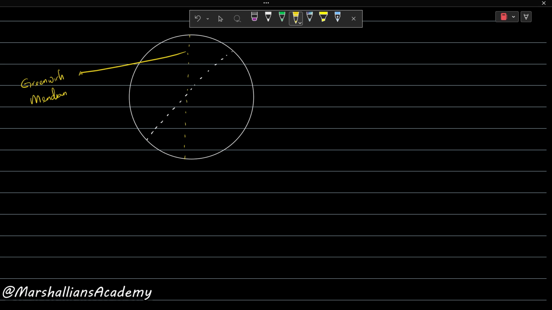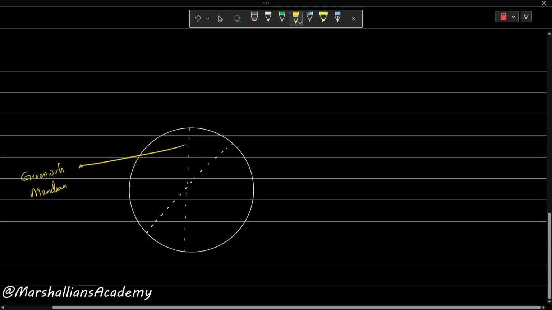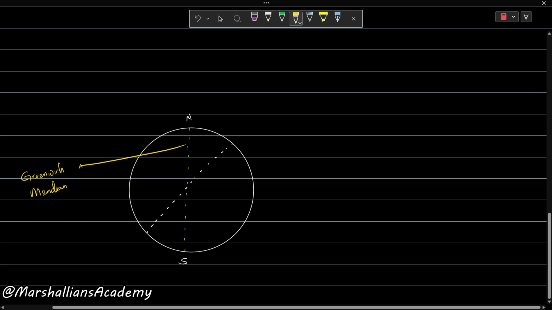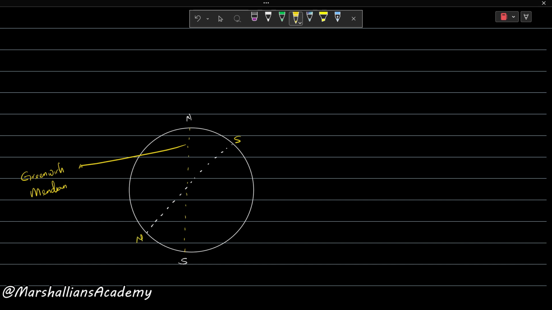Something else I need to point out is that in geography, or in longitude and latitude, this is the North Pole and this is the South Pole. But for magnetism, this is the magnetic South Pole and this is the magnetic North Pole. So the South Pole is up and the North Pole is down for magnetism, but for geography, the North Pole is up and the South Pole is down, right?